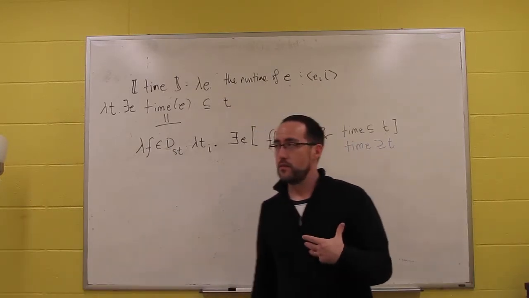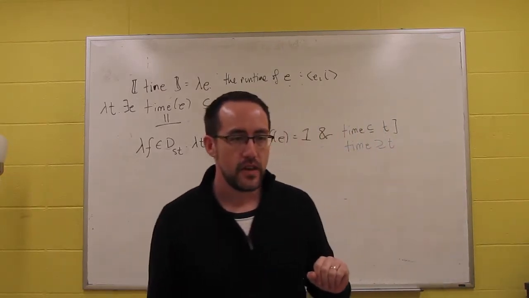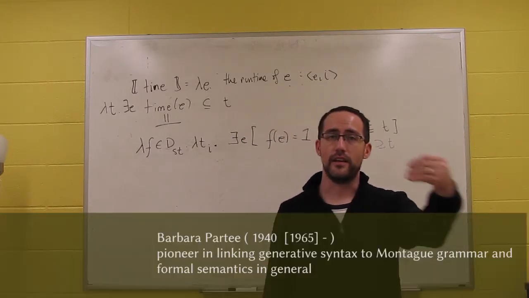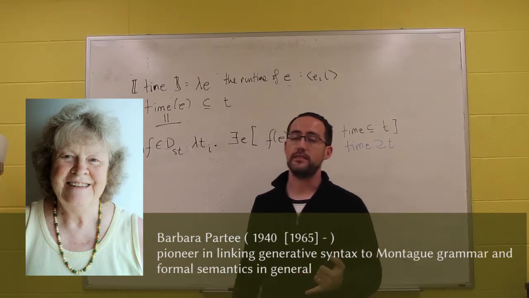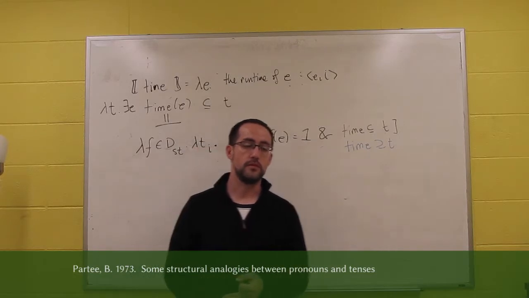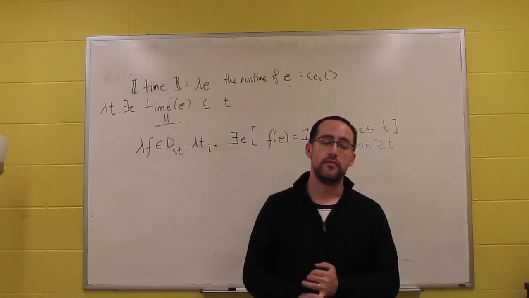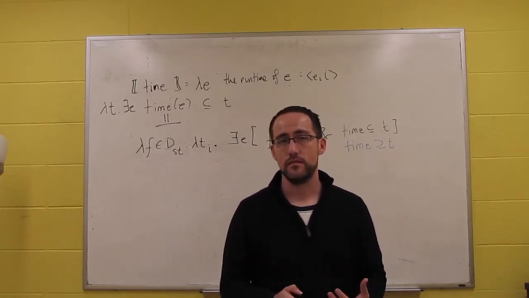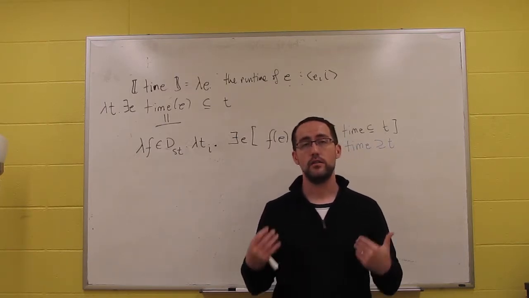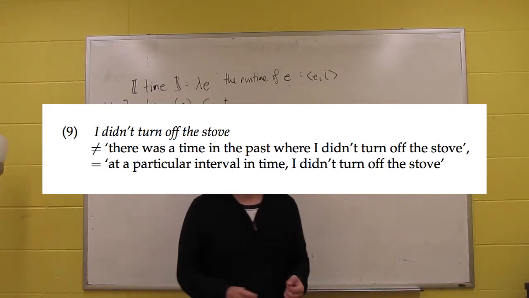Now, with subsequent developments, like people like Barbara Partee, found that tense actually behaves more like a pronoun than like a quantifier. And she noticed that if you negate tense, then you get problems. So her classic example is, I didn't turn off the stove. Now, if tense is an existential quantifier, then what that would mean is there is no time in the past where I turned off the stove. Right? And that's not true if you've ever turned off the stove once in your life.